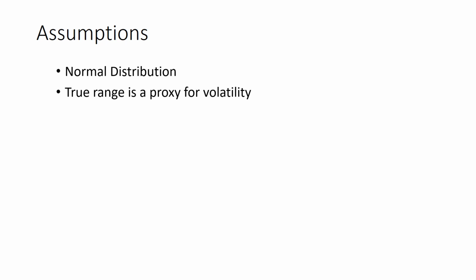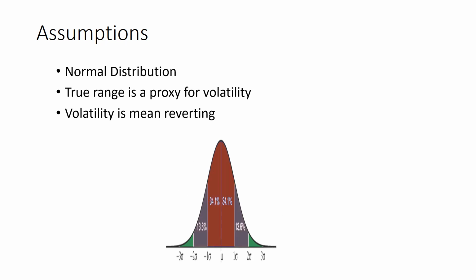Now, I've done a bunch of work on this over the years, and I can tell you that true range is a very good proxy for volatility, at least in the work that I've done, and has panned out very nicely when used as a volatility measure for this opening gap scan. Finally, we have to assume that volatility is mean reverting. What those three assumptions give us is access to this thing right here.